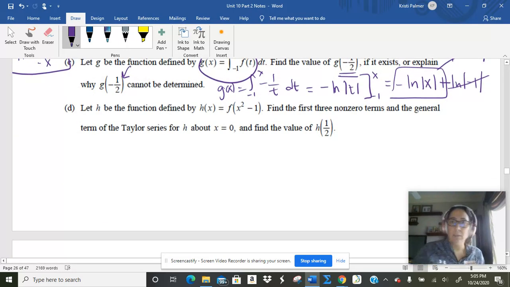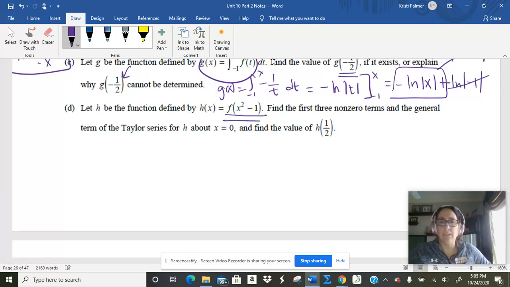Okay, part D. h is now this. I see some inside, so I'm thinking I might do a chain rule, but let's keep reading. Find the first 3 non-zero terms and the general term for h about x equals 0, and then find h of 1/2. So let's see. h is this f of x squared minus 1. So I have some options. It's not wanting me to derive or anything. It just wants me to plug all of that in everywhere I see an x.